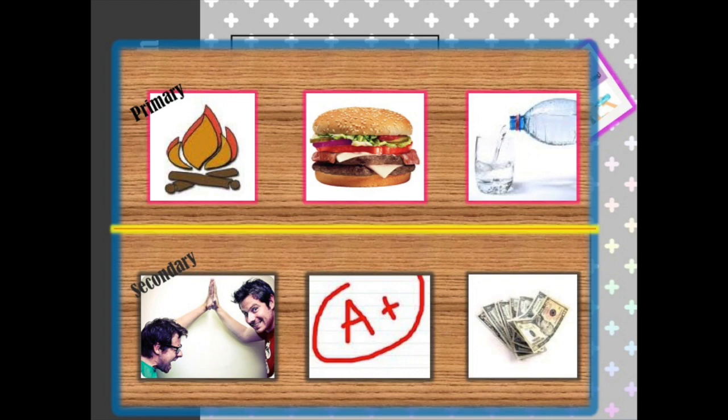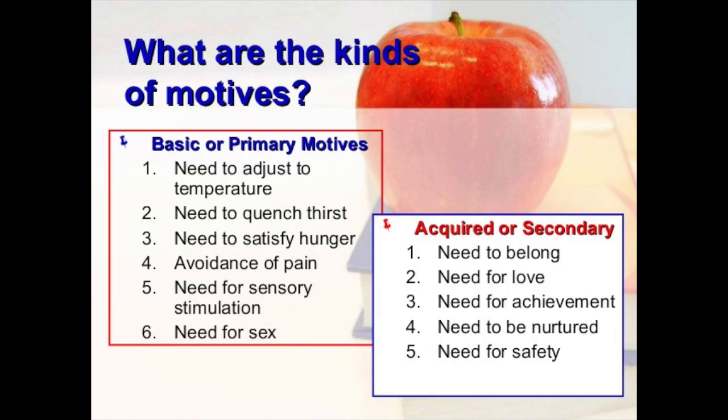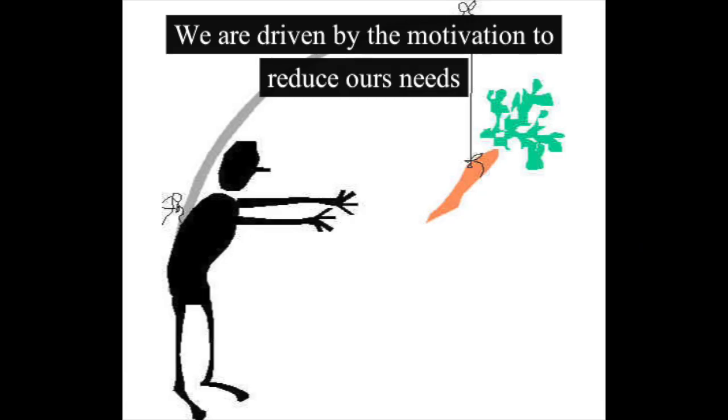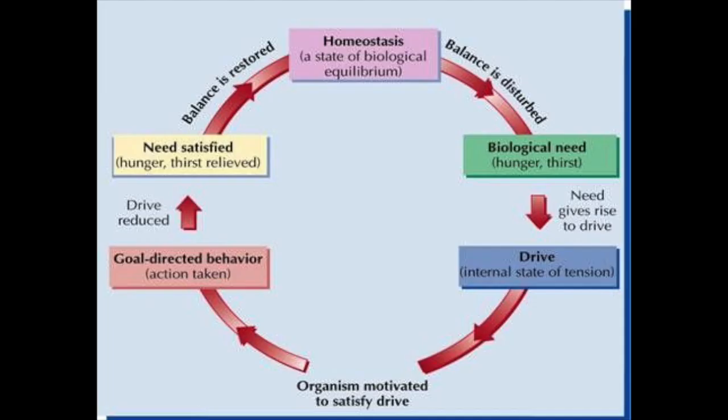So there are two broad types of drives. There's primary drives and secondary drives. Primary drives are biological, like hunger, thirst, sleep, sex. And then secondary drives are learned, like achievement, social approval, money. The theory says that we try to satisfy a drive by reducing the need underlying it. So we have that need for water, that thirst drive, so then we do the action of getting a glass of water.